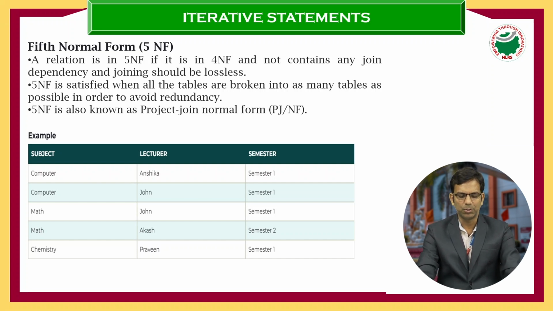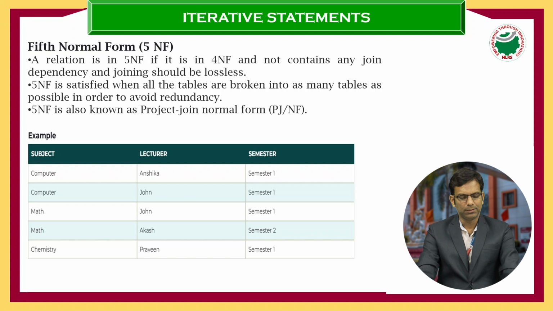5NF is also known as project join normal form, PJNF. This is an advanced name. Most textbooks and materials give only 5NF. But if you want to know one more name for 5NF, it is project join normal form, PJNF.